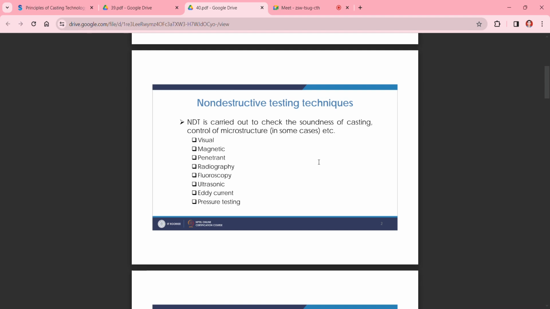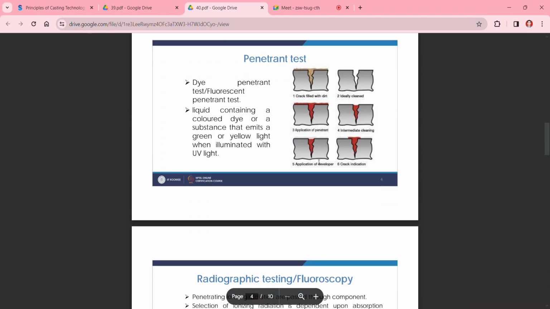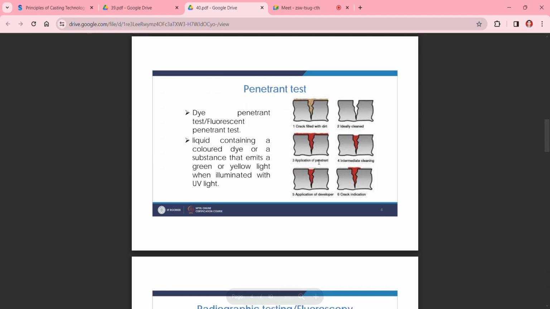You want me to explain that penetration testing again? Yes, sir. Okay. So in penetration testing, what we are doing, we are taking a dye, a color dye. We are mixing it with some water, or we can mix it with some other fluid also.